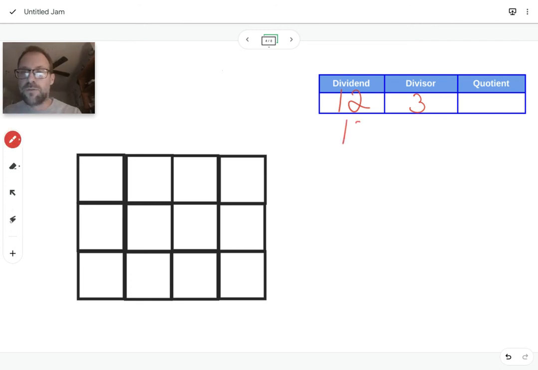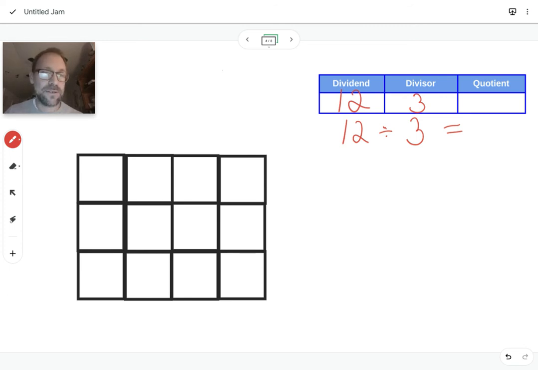We have 12. That's the amount we're starting with. Divided by 3. That's our divisor. We're going to make 3 equal size groups. What is the quotient? How many will we have in each group once we've done that? Okay, go ahead, figure that out. Give me your answer, and then we'll compare what you said to what I think on the other side. Go.